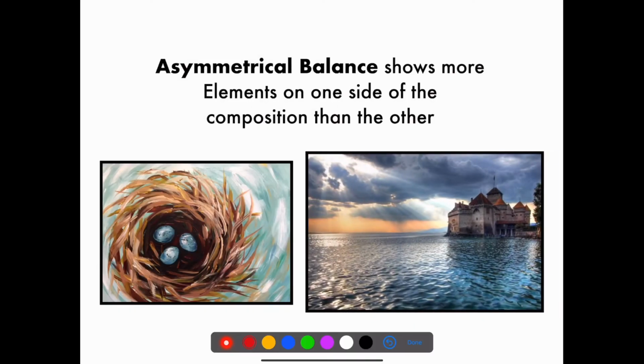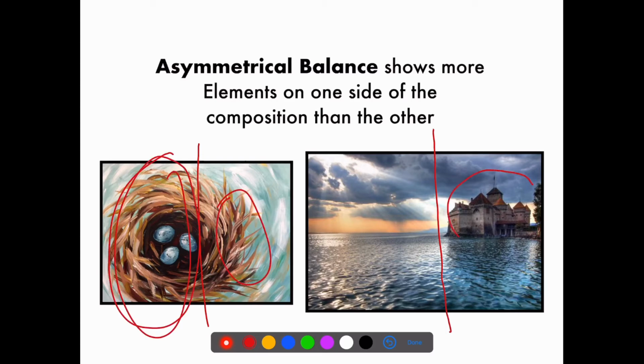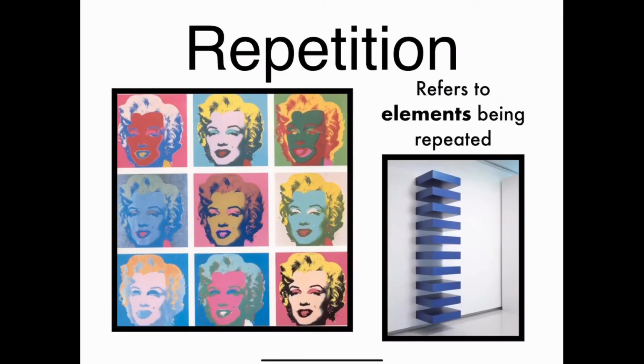Asymmetrical balance shows more elements on one side of the composition than the other, or a different arrangement of elements. If we would draw a line through the center of both of these, you're going to see that there's more elements on this side than that side. Same thing here. We have a form of the castle, really no forms over there, so it's unbalanced, making it asymmetrical. The last principle of design that you can use for this project is fairly easy, and that is repetition.